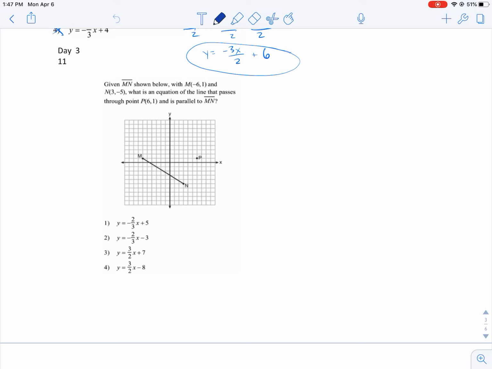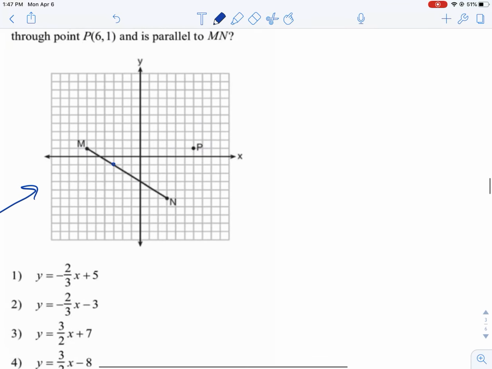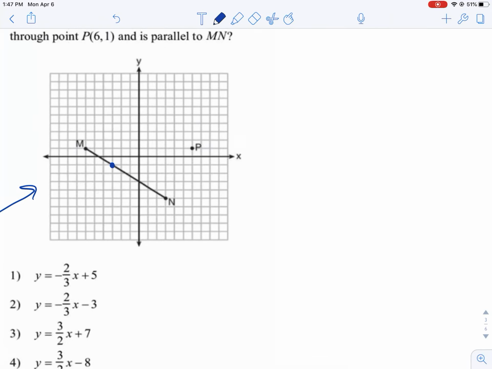Okay, so we have to come up with an equation that is parallel to MN and goes through the point P. In order to do that, first we need to figure out the equation of this line right here. And really, we're more focused on the slope than the equation. So I'm going to look at this point right here. See how it falls on that nice cross here? Can we zoom in here? It falls on that nice cross here.